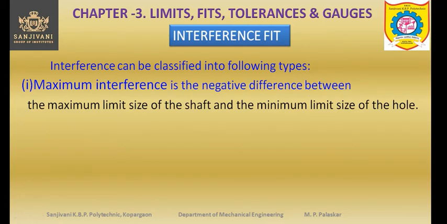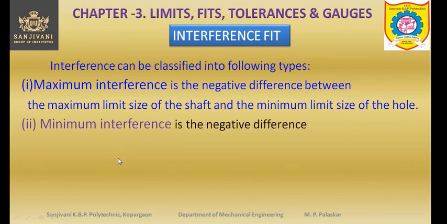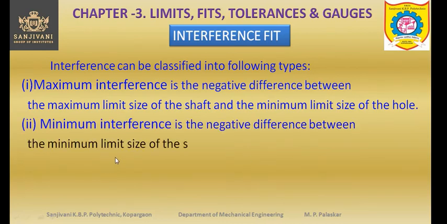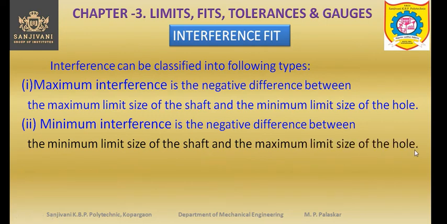Why do we call it a negative difference? Because the allowance is negative, and here the shaft will not be easily inserted into the hole, right? Therefore we say it is the negative difference between the maximum size of the shaft and the minimum limit size of the hole, that is the maximum interference. Then minimum interference is the negative difference between the minimum limit size of the shaft and the maximum limit size of the hole. That means when the shaft size is minimum and the hole size is maximum, then the interference will be minimum.